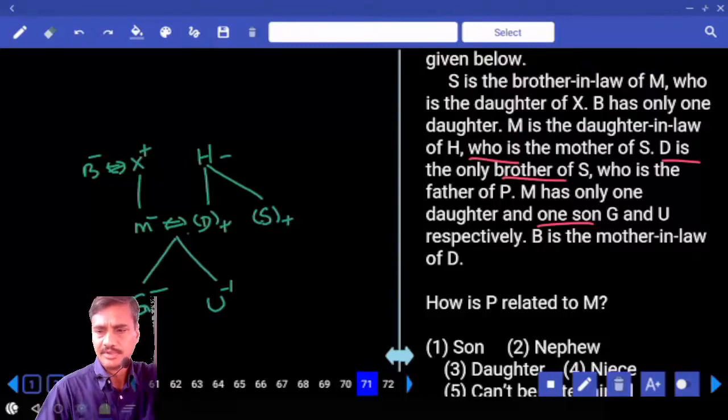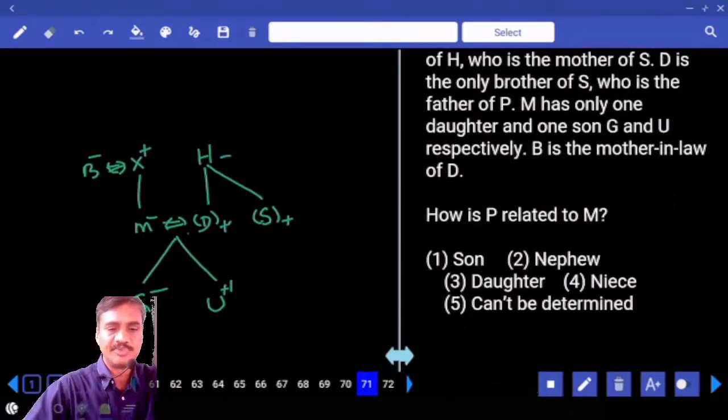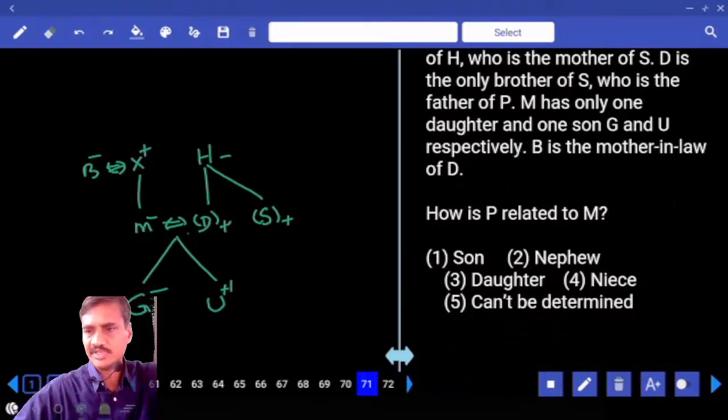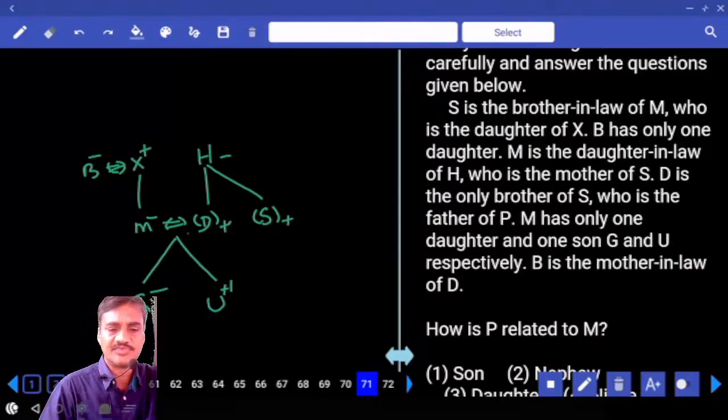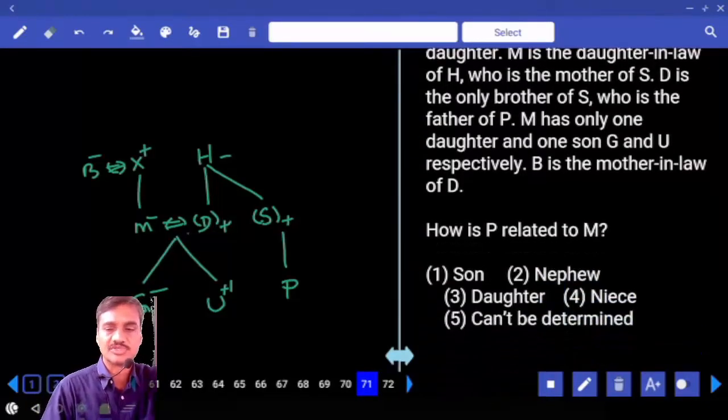Then, now this one. And one son, G and U. And how is P related to M? Where is this P here? D is the only brother of S. S is the father of P. Now the gender of this P is not known, and hence it cannot be determined.